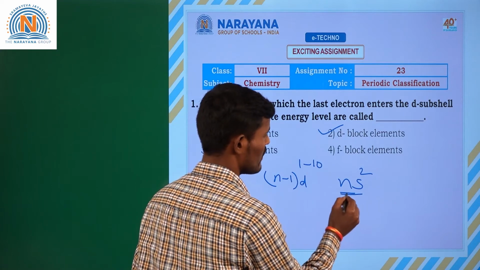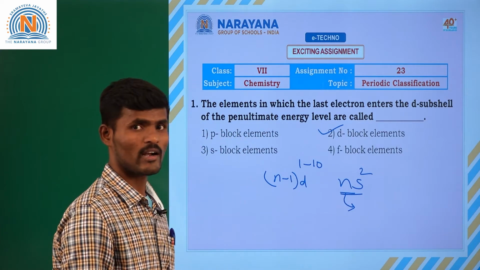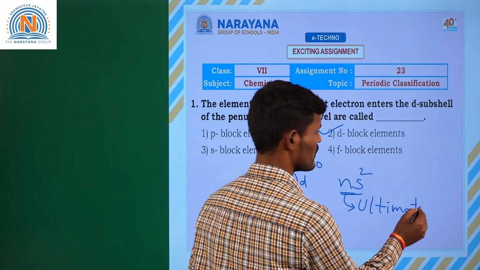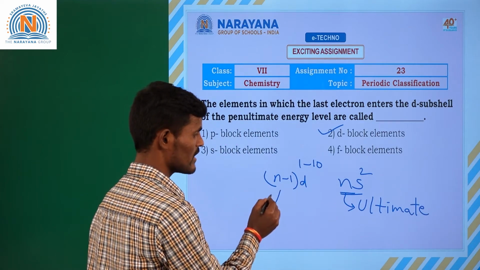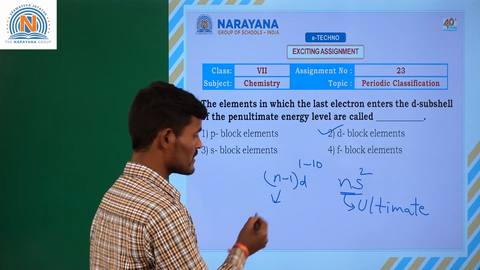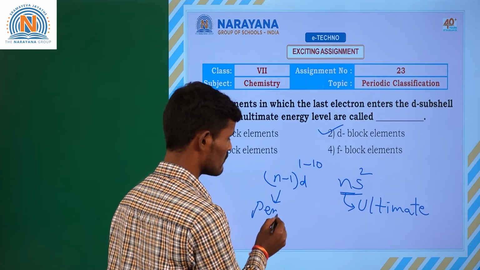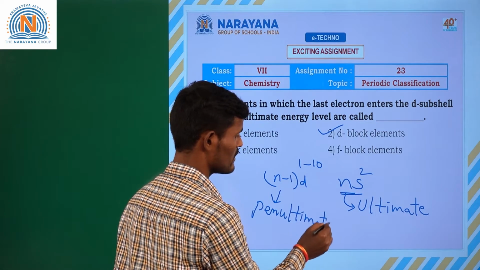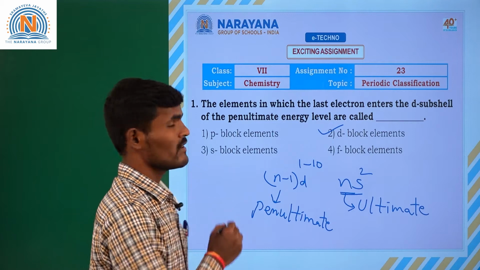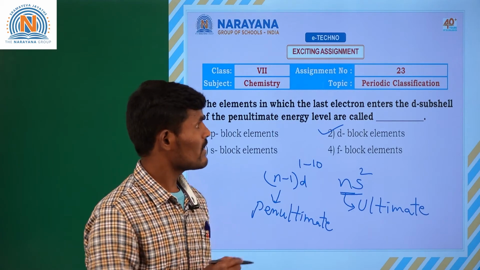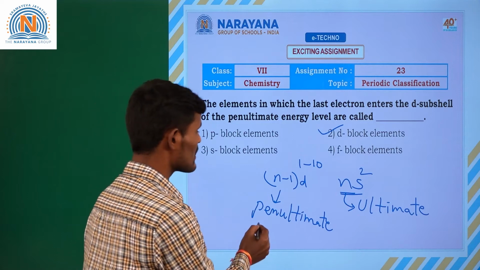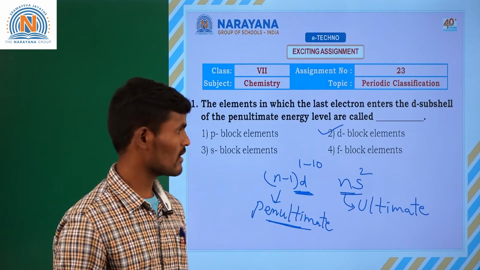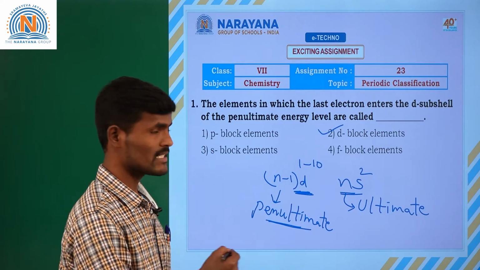Here, it is the last shell. The last shell is also called the ultimate shell. And the shell just before the ultimate shell is called the penultimate shell. Here, the elements in which the last electron enters the d subshell of the penultimate energy level are called d block elements. So the answer is the second option.